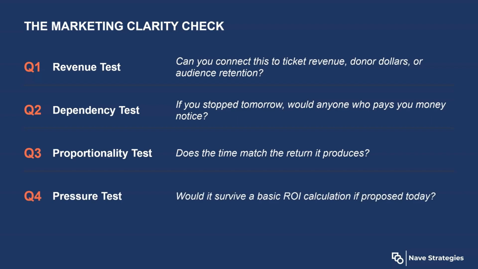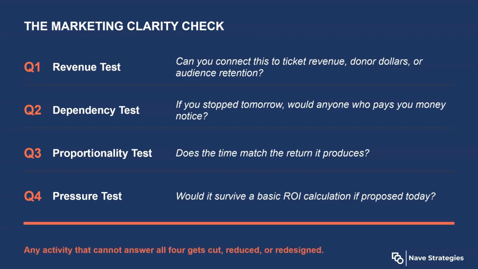And the pressure test. If this were proposed as a brand new idea today, would it survive a basic ROI calculation? If not, you now have the math to say so clearly, specifically, and without it being personal. Any activity that can't answer all four questions gets cut, reduced, or redesigned. That's the standard.